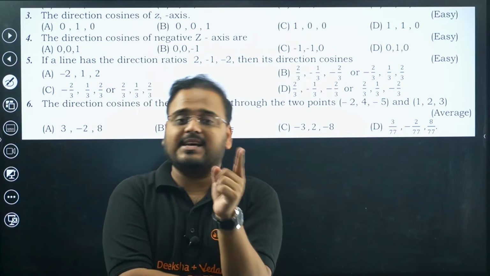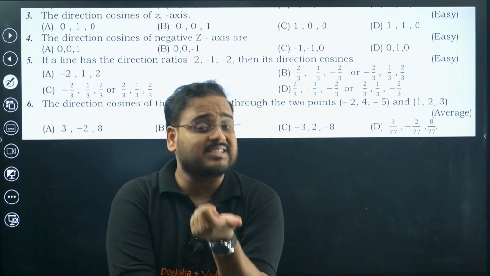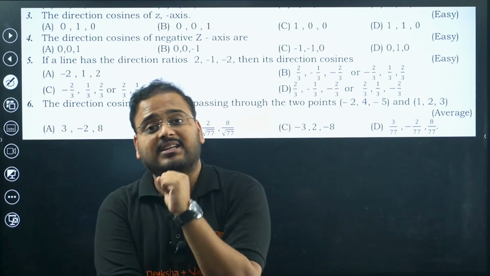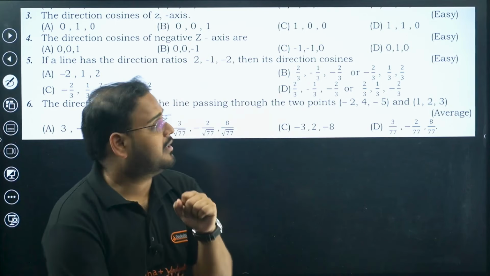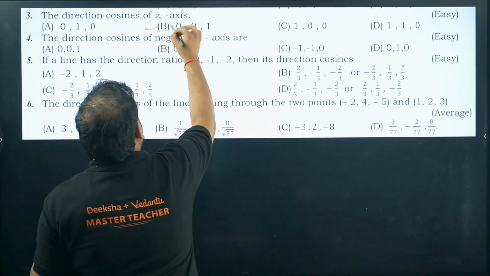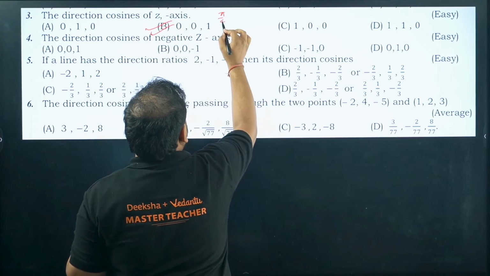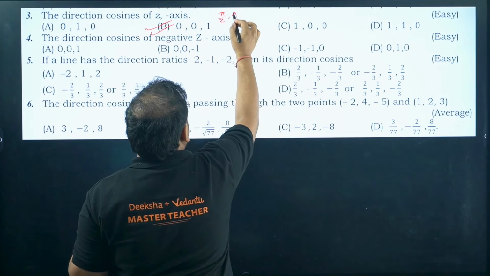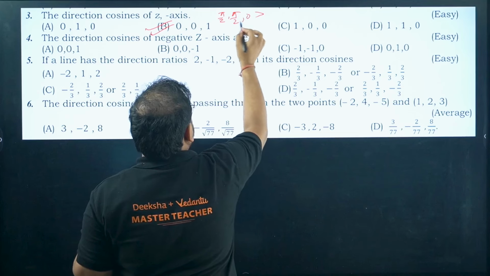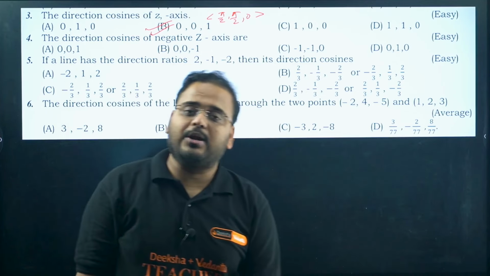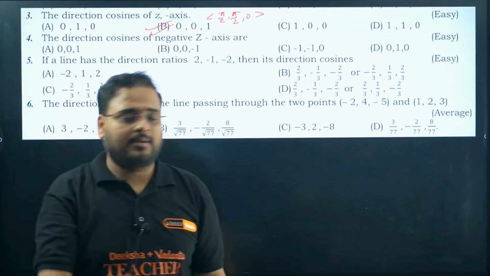Angle of z-axis with x-axis is what? 90 degree, cos 90 is 0. Angle of z-axis with y-axis is how much? 90 degree, cos 90 is 0. So the answer is 0, 0, 1, option B, because the angles are pi by 2, pi by 2 and 0. Cos of pi by 2 is 0, cos of pi by 2 is 0 and cos of 0 is 1.